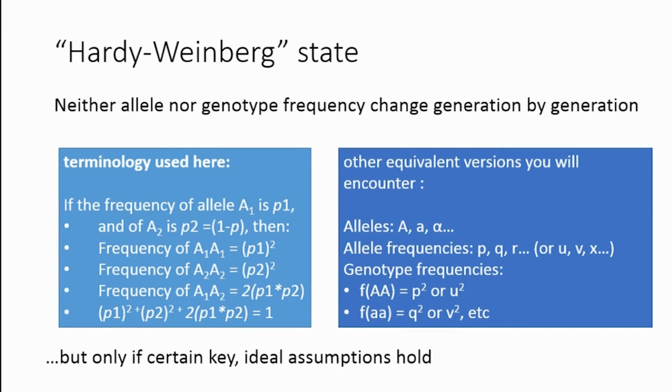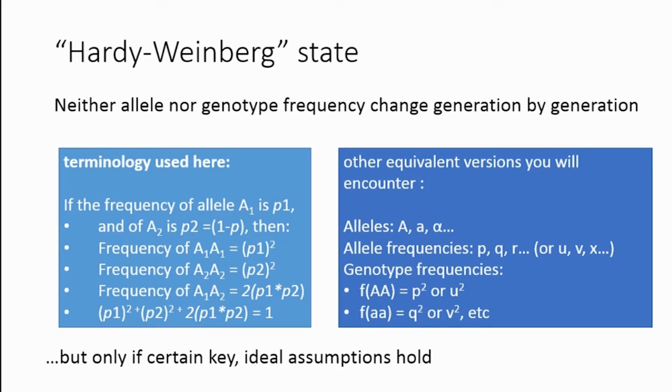So what we've just described is known as the Hardy-Weinberg state. It's so called because of the people that first did the maths to calculate this. And what it states is that the allele frequency and the genotype frequency do not change from generation to generation, but the relationship between them can be described by the equations shown in the pale blue box that you've already seen. That's the stuff to remember.